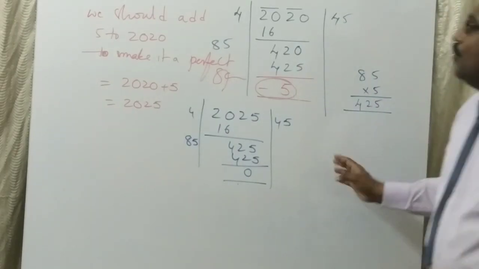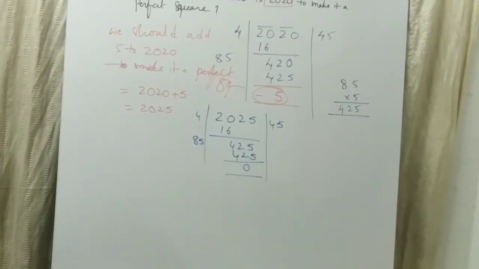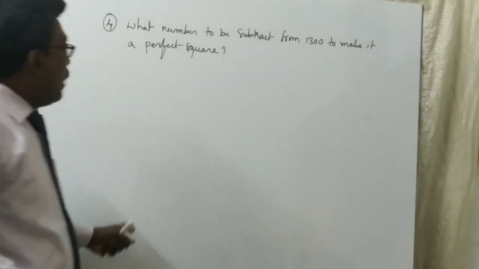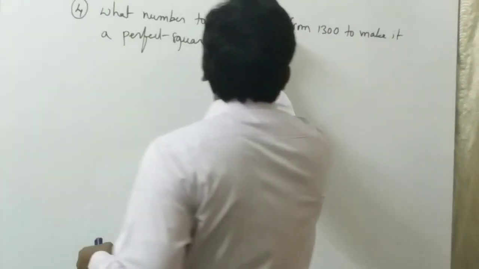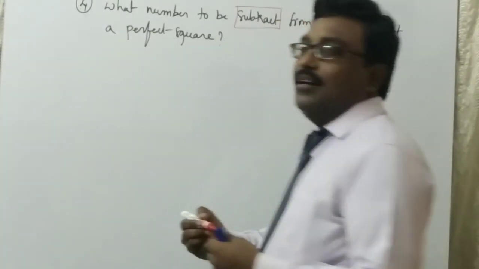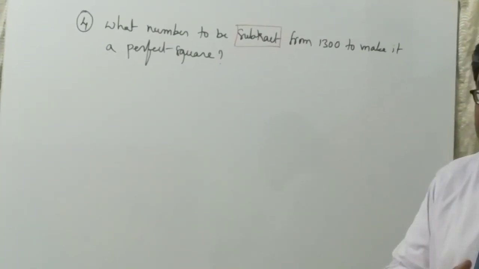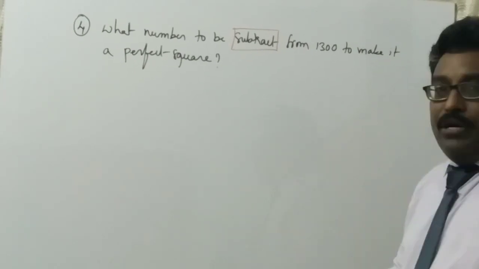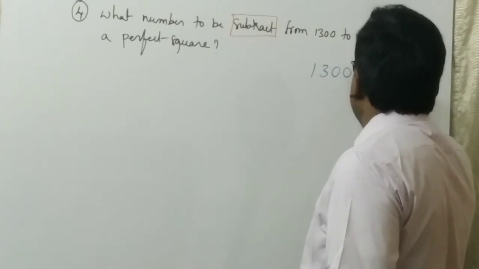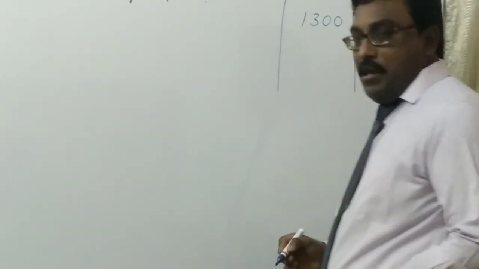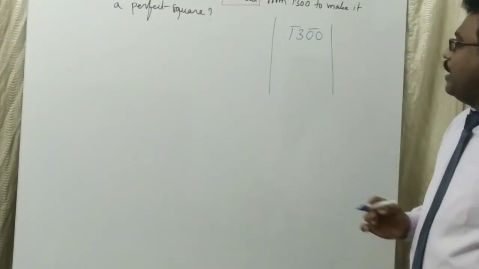Okay. Now we'll go to the next method, that is, what number is to be subtracted. The next question is, what number is to be subtracted from 1300? 1300 is not a perfect square. What number is to be subtracted? Already we learned what number is to be added. The same model, 1300. I am pairing from the units place.